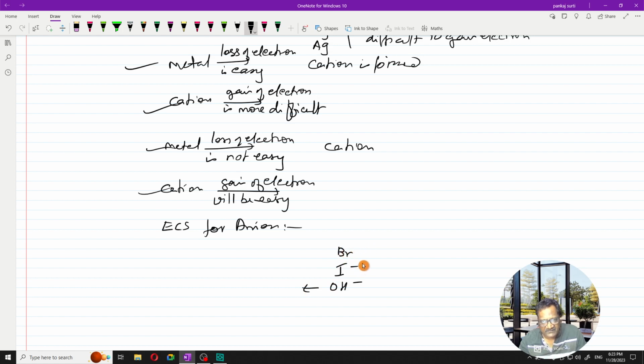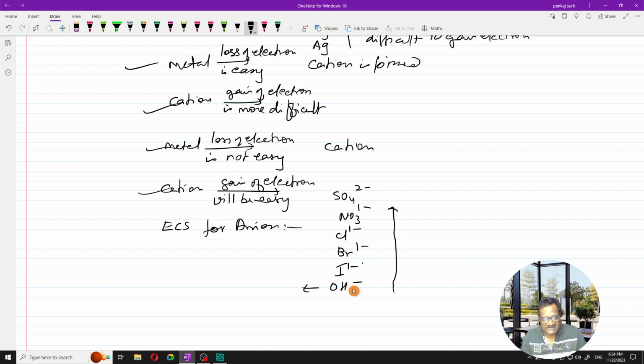All these are 1 minus. Bromine, then chlorine, 1 minus, then nitrate, 1 minus, and then sulfate, 2 minus. Again here, going from bottom to top, going from bottom to top, the ease with which these ions are going to accept the electrons.